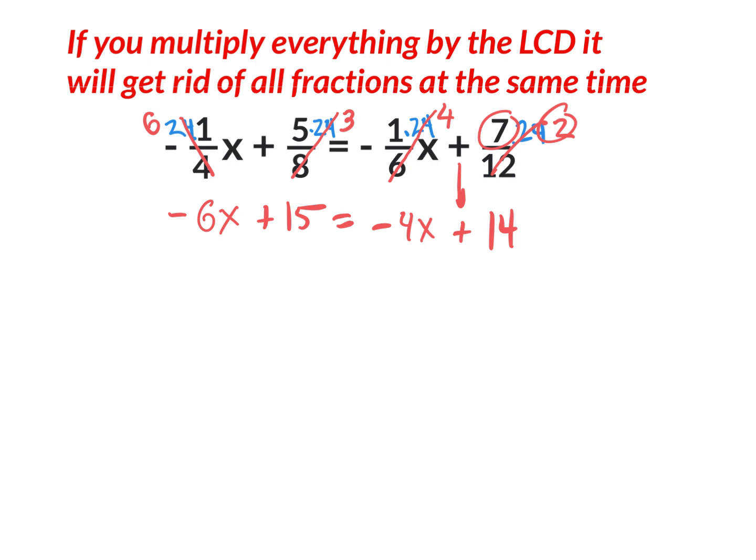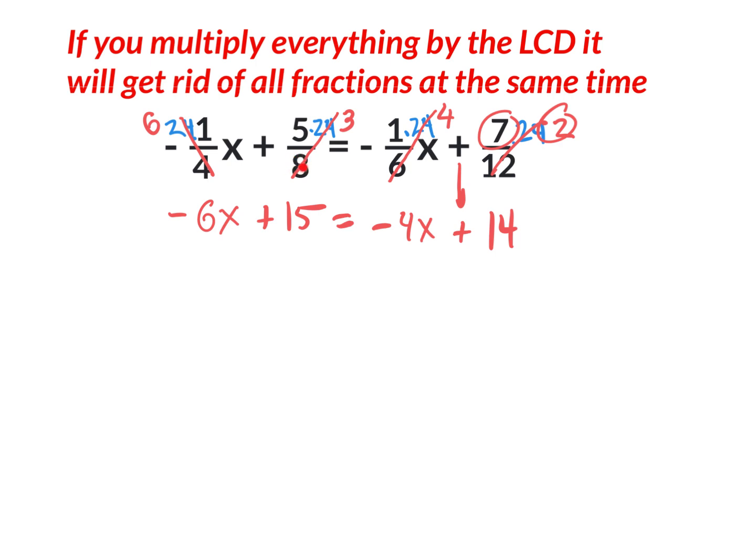How do we get rid of all fractions at the same time? By multiplying everything by the LCD. How do you go about finding the LCD? Go to your biggest denominator, see if you could change the 4 to become 12, the 6 to become 12, and the other number to become 12. If that's the case, then multiply everything by 12 because 12 is your LCD.